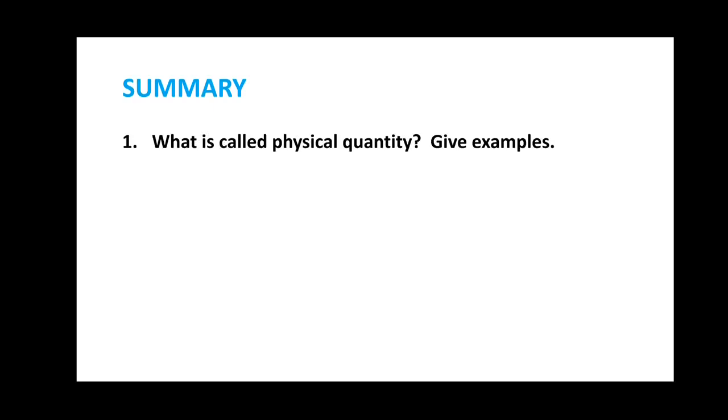Summary of the session. In today's class, we have learned the answers of the following questions. First one is, what is called a physical quantity? Give examples. A physical quantity is a quantity that can be measured. Examples are area, length, volume, density, speed, etc. Second question is the definition of area. How can we define area? The amount of surface enclosed by a plane figure is called its area.